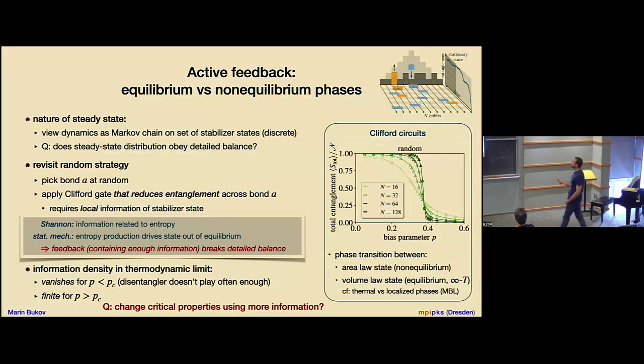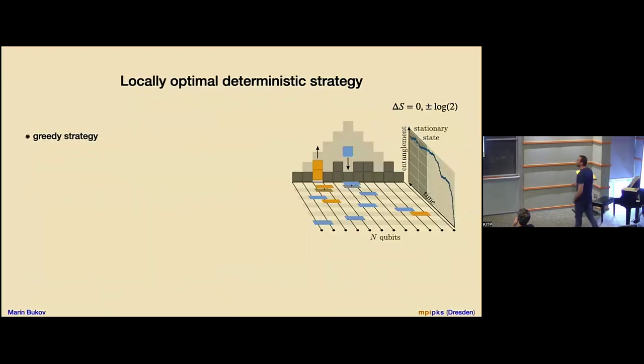And the question is, once again, can we change the critical properties of this steady state if we use this information? First of all, if we use more information, and then if we use the information in a wise way. So let's define the next best thing. This is a random strategy: the disentangling agent was picking the bonds to place the disentangling Clifford gate uniformly at random. So maybe there is something a little bit better that we can do.